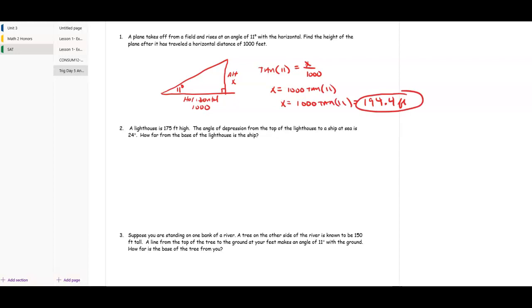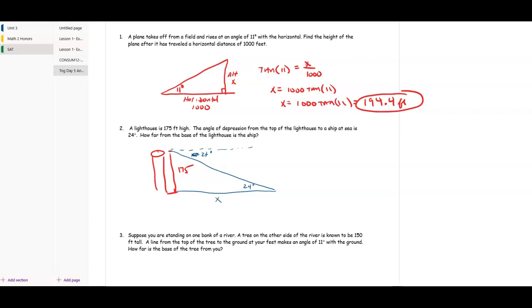Now the next one, a lighthouse is 175 feet tall. So here, if this is my lighthouse, this is 175 feet tall. The angle of depression, so remember here, right, your horizontal line of sight comes out like this, and when you look down, right, you get this angle of depression here. Okay, and that angle of depression is 24 degrees. Now remember, the angle of elevation and depression are the same, so I'm just going to go ahead and mark that down there, right?